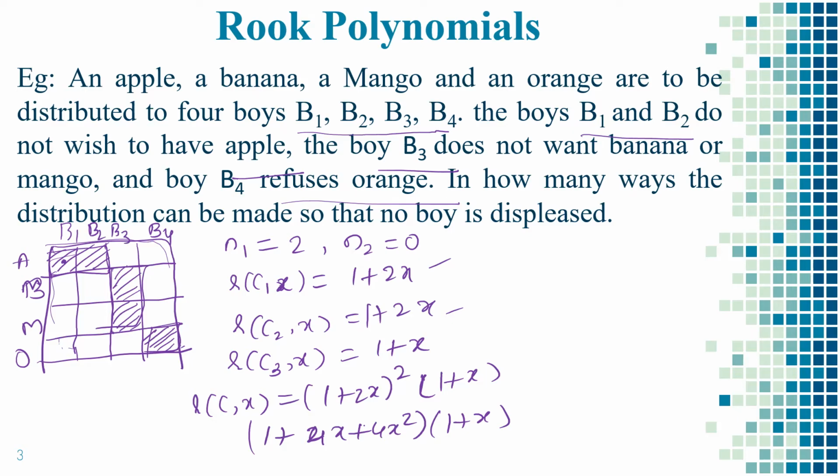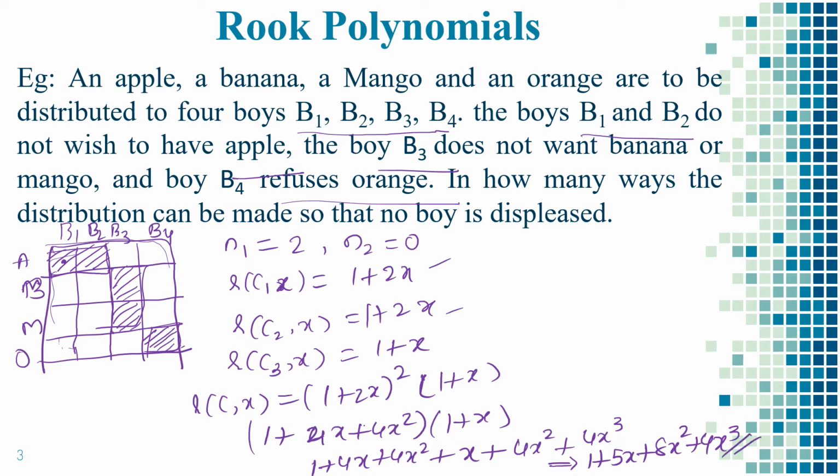Now each one of the components should be multiplied. So multiply with 1 plus 4x plus 4x square, plus multiply with x plus 4x into x is again 4x square, plus 4x square into x is 4x cube. Now the answer is given by 1 plus 4x into x, 4x plus x is 5x, plus 4x square plus 4x square is 8x square, plus 4x cube is the required Rook polynomial.